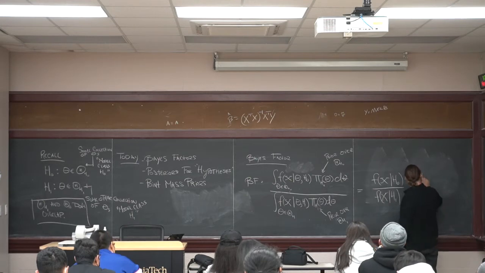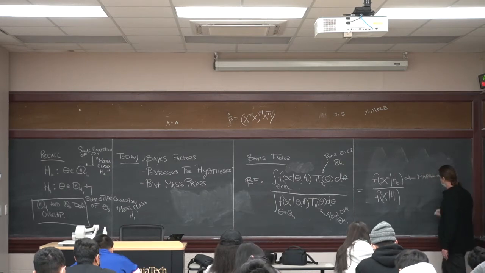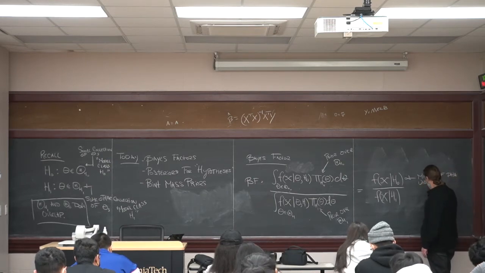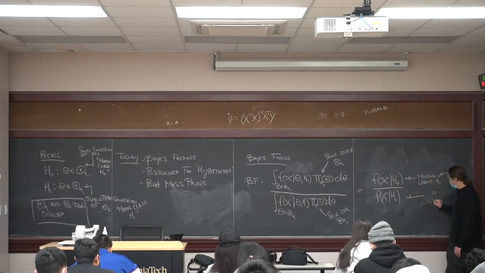So that's the margin of the data under H naught. And this right here, something similar. This is the margin of the data under the alternative.